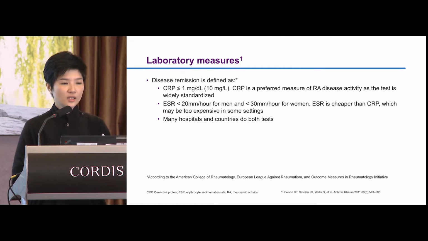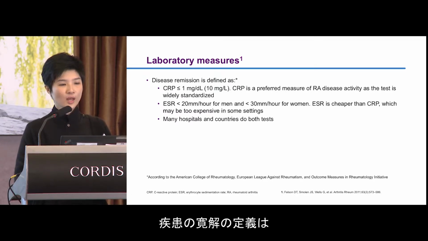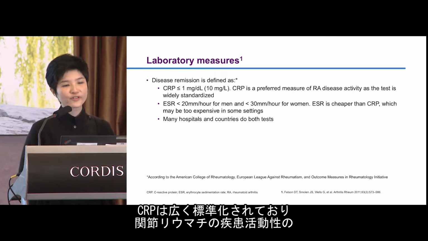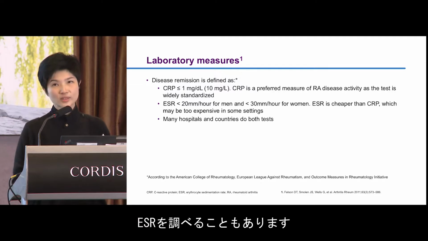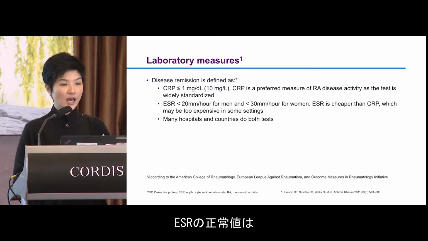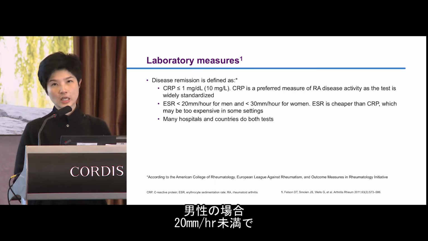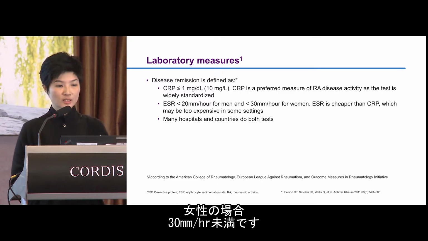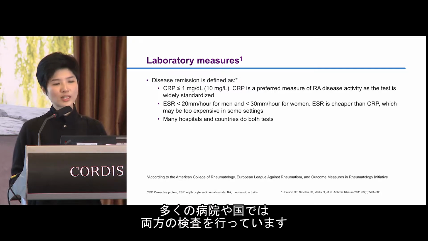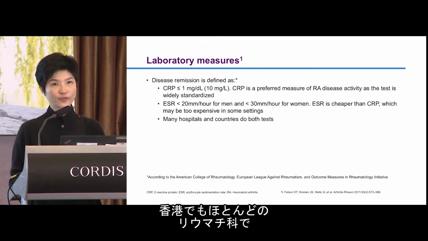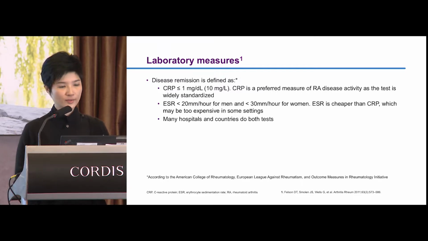For laboratory measures, disease remission is defined as CRP less than 10 milligrams per liter. CRP is the preferred measure of RA disease activity as the test is widely standardized. But sometimes we also check ESR, and for ESR, the normal reading for men is less than 20 millimeters per hour, and for women is less than 30 millimeters per hour. ESR is less expensive than CRP, but many hospitals and countries do both tests. In Hong Kong, we do both tests in most rheumatology units.